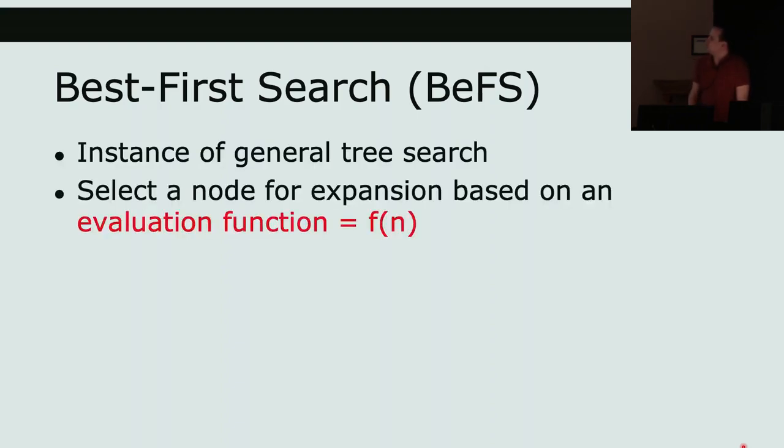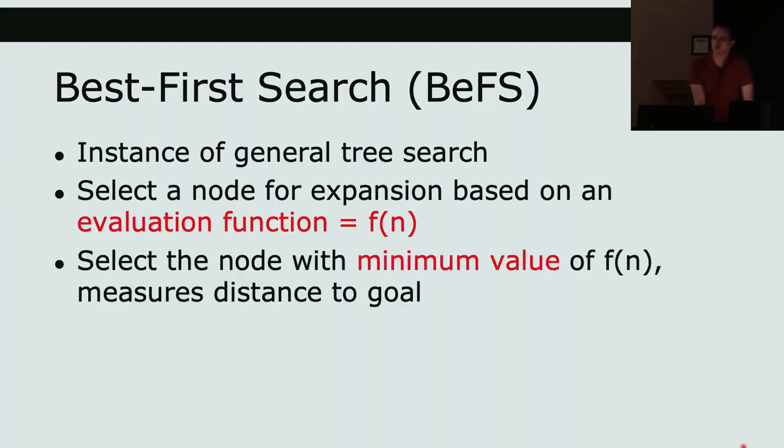And what it does is we are going to select a node for expansion from the open list based on some evaluation function. That is our heuristic function. Well, that's not the heuristic function, I'll talk about that in a second. But this evaluation function is f of n. And typically, what we do is we look over the open list and we find the node that has the minimum value of f of n.